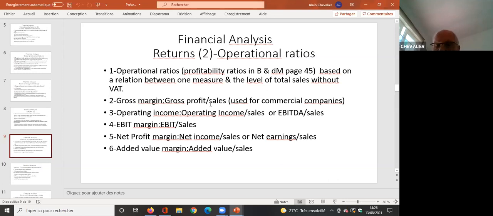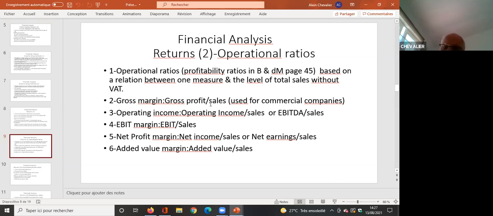And the second one, EBITDA divided by sales, is a percentage of what is left after taking all the expenses, except the expenses related to financial policy, to relations with the shareholders, to taxes, and also to specific mechanisms which are not connected to production, which are depreciation and amortization.